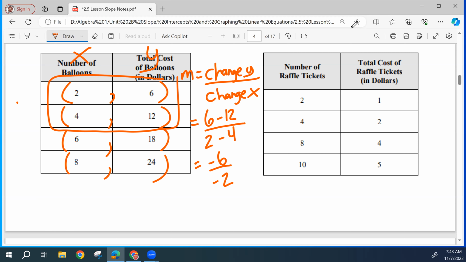And if I pop that into Desmos, it's going to tell me it is positive 3. And we could actually write that as 3 over 1. So what we know, our slope means to go up 3 to the right 1.